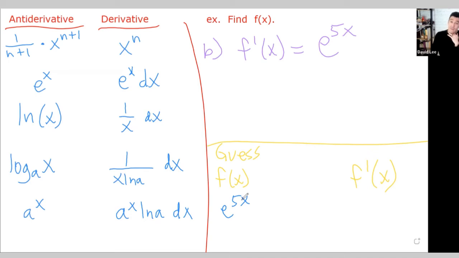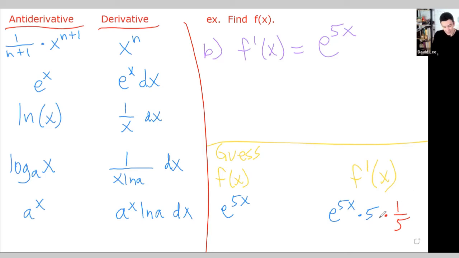Let me find the derivative of my guess. The derivative of e to the 5x is e to the 5x times 5. Now, this is no good. This is not correct because my derivative is supposed to be this. And I like some of this, but not all of it. You see that 5? If that 5 was gone, we'd be good because it's supposed to look like this. So how the heck can you get rid of this 5? What you can do is multiply by 1/5. But however you modify this, you have to modify this as well.